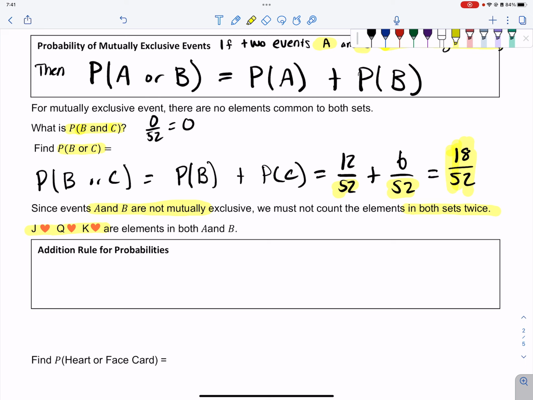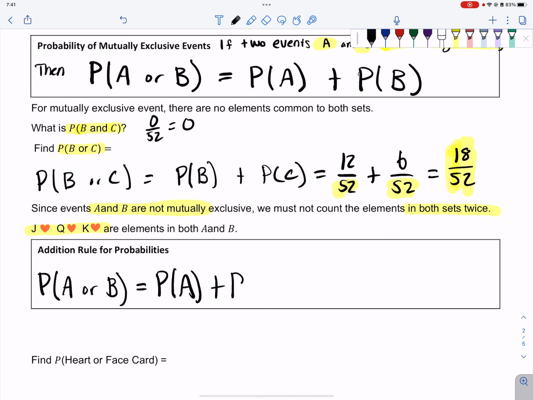So in order to calculate our probability of A or B for any 2 events that we have, we usually use this when they're not mutually exclusive. However, you could still use this if they're mutually exclusive as well. It's simply going to be our probability of A plus the probability of B minus the probability of A and B happening.